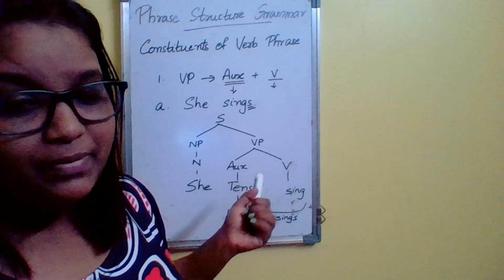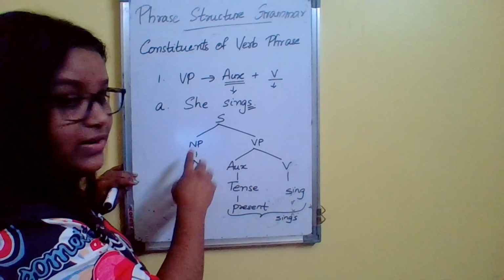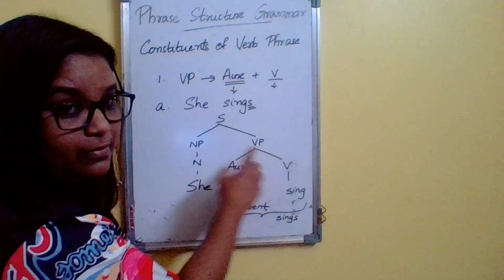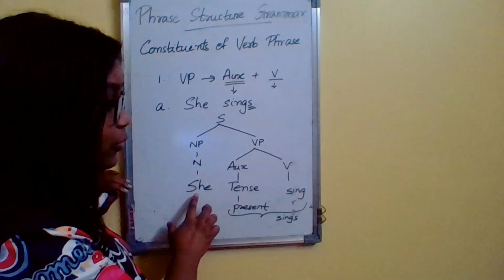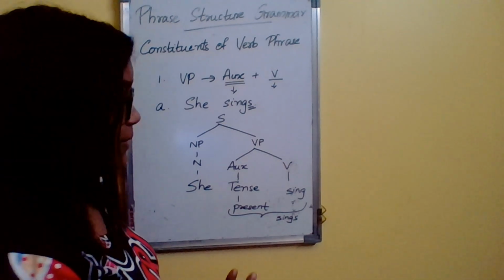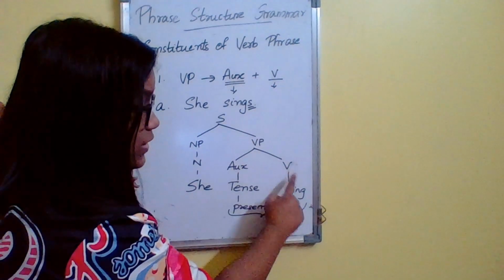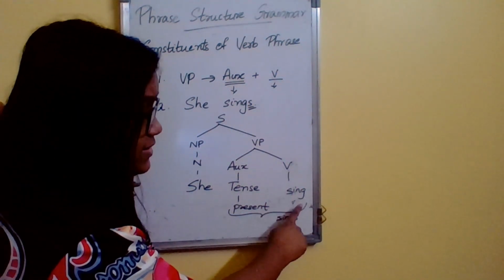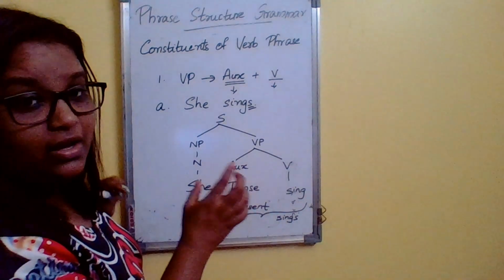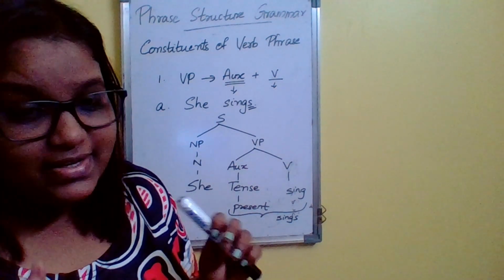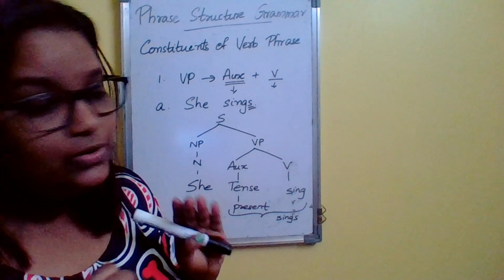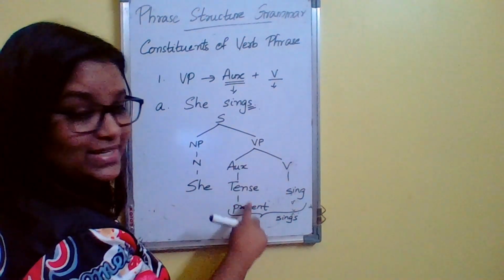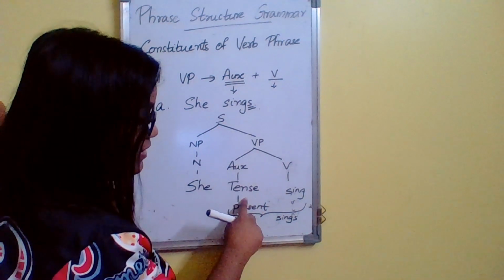Okay. So this is a very simple example. The first example, she sings. We can do a tree diagram analysis of this and we can split it into NP and VP. NP is a single noun. VP is what we are concerned about. VP is auxiliary plus verb. First, we will remove the verb out of the equation. The verb is sing. Then we have to analyze what remains. What remains is S, which stands for present tense. So the auxiliary here is tense.